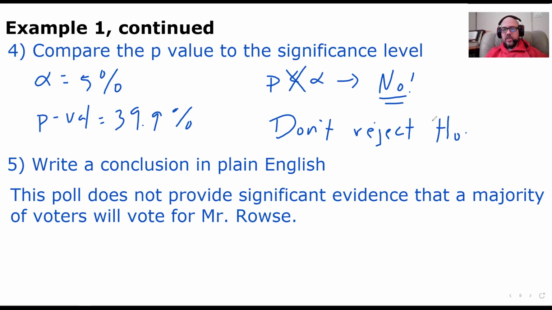So you want to essentially say in plain English which hypothesis you believe. We didn't reject the null hypothesis, so we believe the null hypothesis. And so that's what we say, essentially. There's not enough evidence to suggest that more than 50% of voters will be voting for Mr. Rouse. It's plausible that they could, but that's not what our data says. Our data did not provide a clear foundation for the belief that he would be well above 50%.